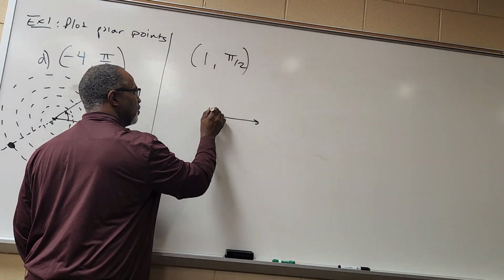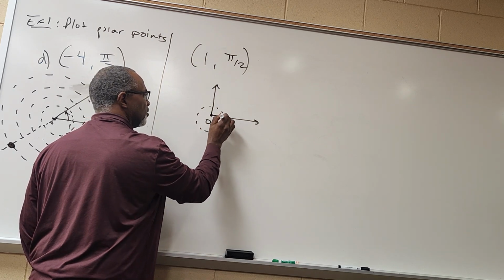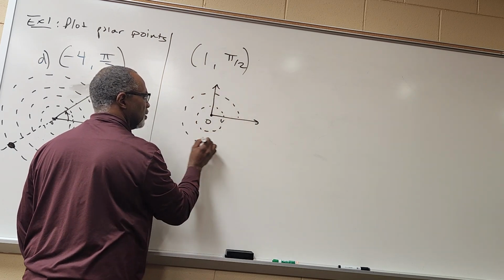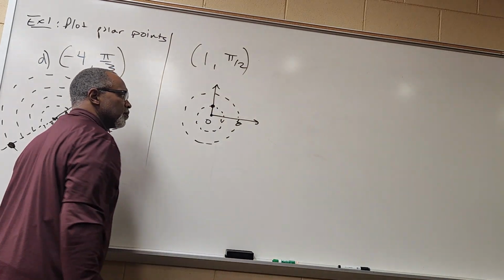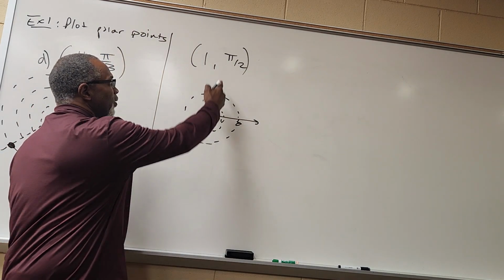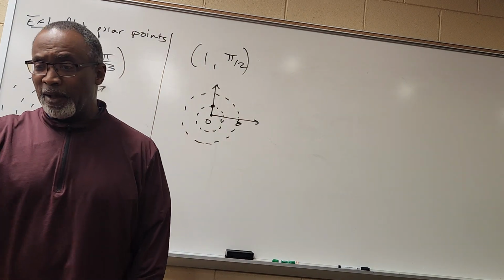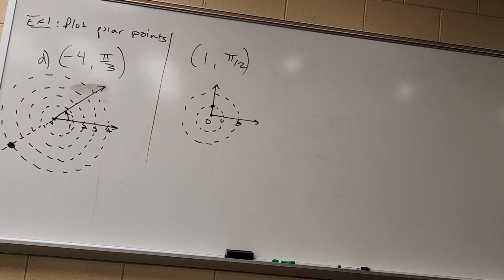So power 2 would be here. So again, circle radius 1, circle radius 2. 1 comma pi over 2 is right here. Okay, 1 comma pi over 2 would be right there. Now we know how angles work. If I make a complete revolution, then I'm right back where I started.